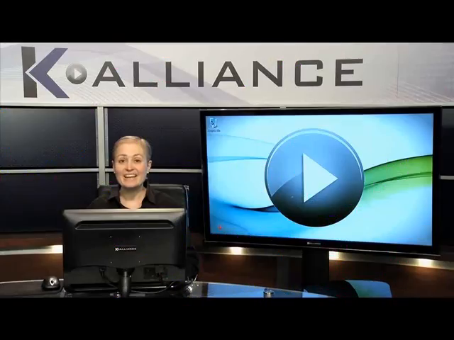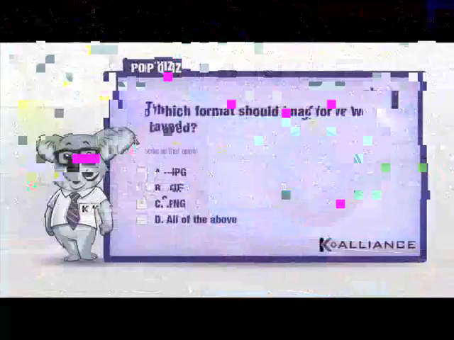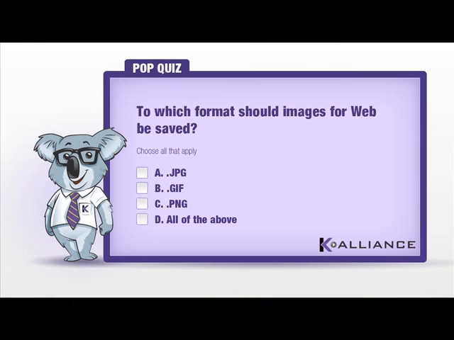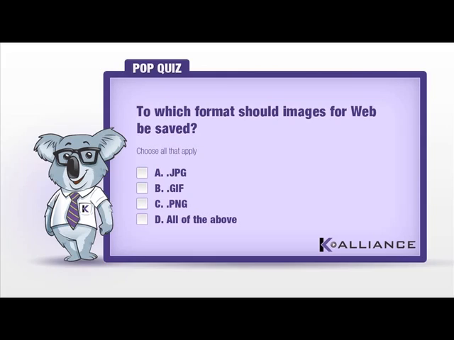And now it's time for a pop quiz. To which format should images for web be saved? A, JPEG, B, GIF, C, PNG, D, all of the above. The answer is D, all of the above.